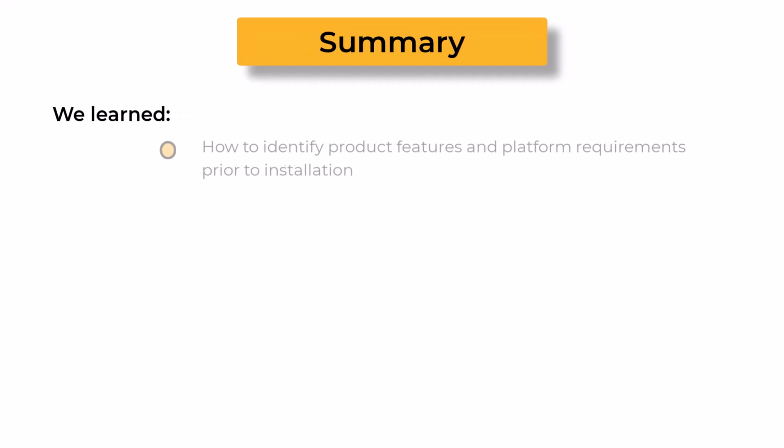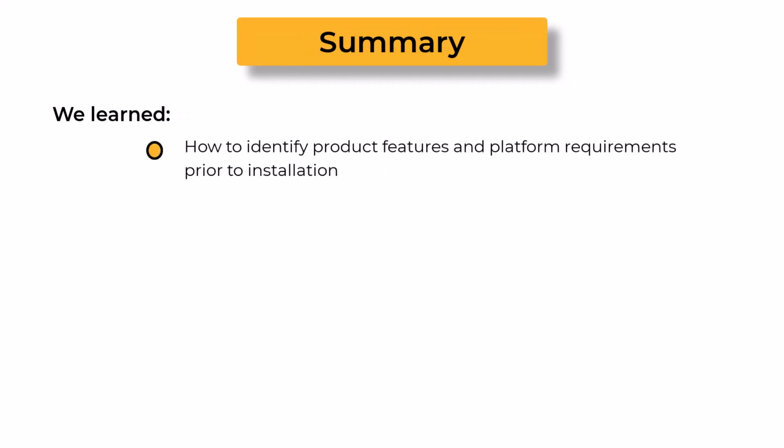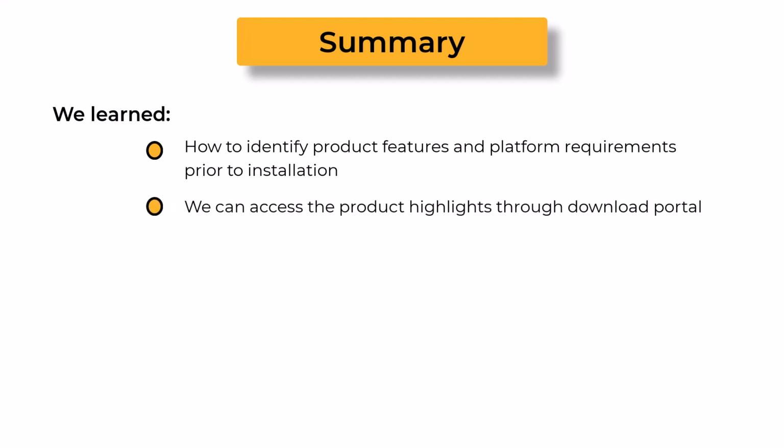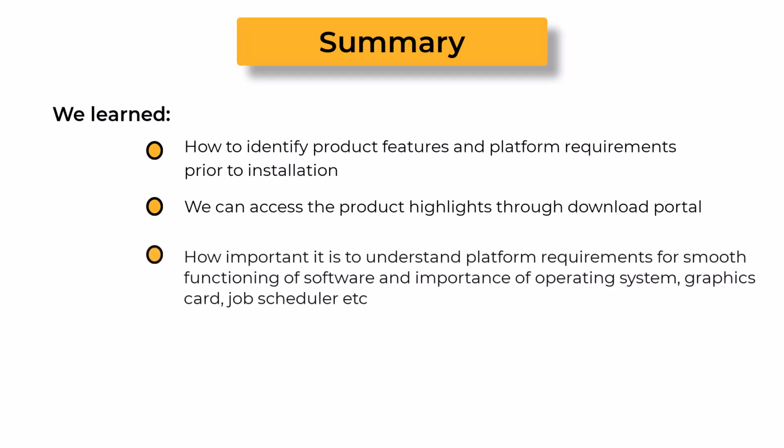To summarize, we went through the importance of identifying highlight features and platform requirements prior to installing Ansys products. Product highlights are accessible through the download portal and are organized by module for convenience. Understanding platform requirements is crucial to ensure smooth functioning of the software, including tested and supported information for operating systems, graphics cards, job schedulers, and other platform components.